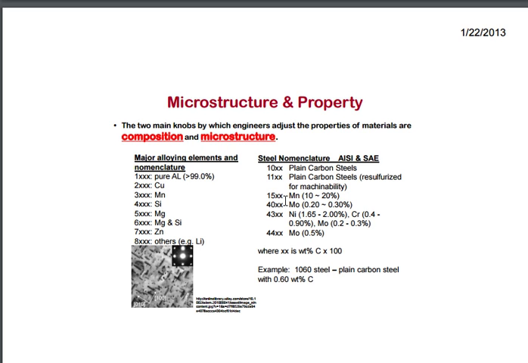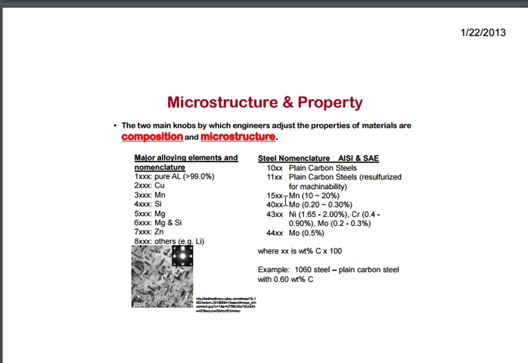But for steel, which is the most generally widely used material, we have different nomenclature. 1000X, so it's plain carbon steel. 1100X, it's plain carbon steel, but it is sulfurized for better machinability. 15XX for low manganese, like 15 to 20% manganese. 4100 series is for molybdenum. 4300 is for nickel.